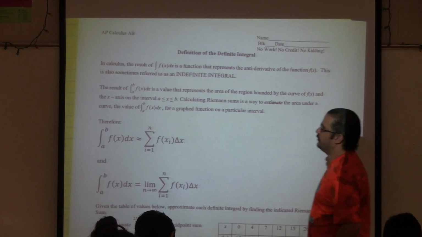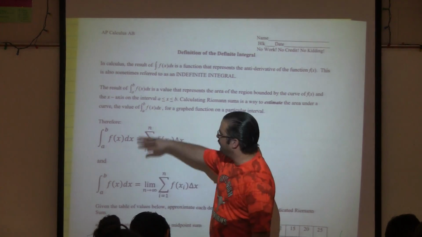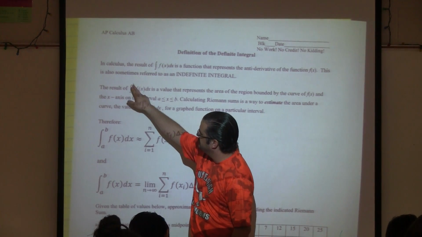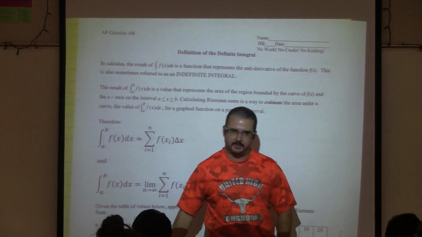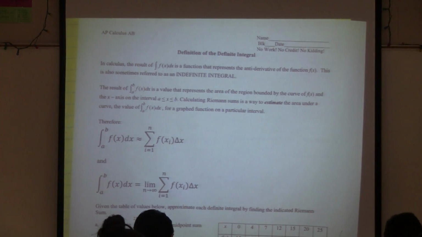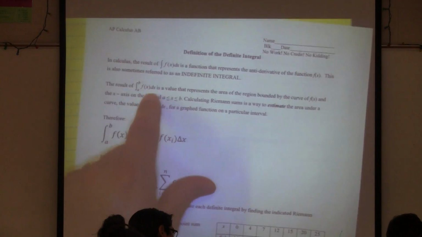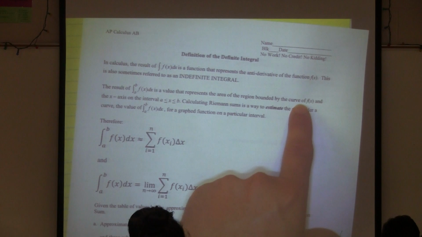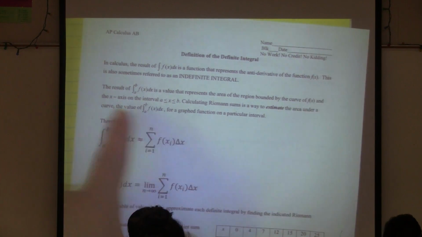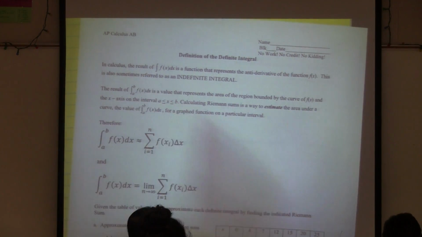Okay. What we're going to work with today are what we call definite integrals. So notice that they have limits. They're going from a certain number to a certain number. Do you see that? Okay. And the result of that, it says, is a value that represents the area of the region bounded by the curve of f of x and the x-axis on that particular interval.